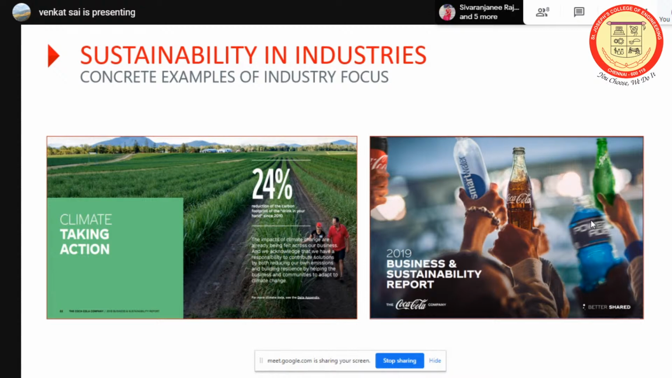Look at the focus areas of these companies. It's no longer just a social responsibility, it is part of their business. This is what they're trying to enable. These are positive aspects. Look at where I obtained this report. It's from the sustainability report of Coca-Cola.